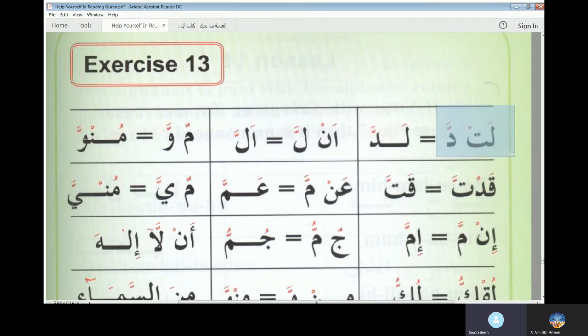Exercise 13. Read this. Ladda. Ta is silent because of this shadda. Ta will become silent. Ladda.